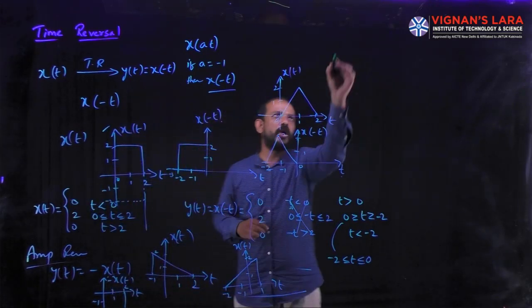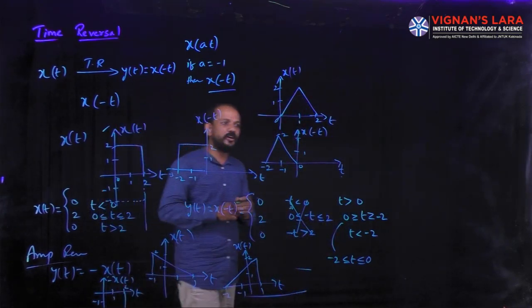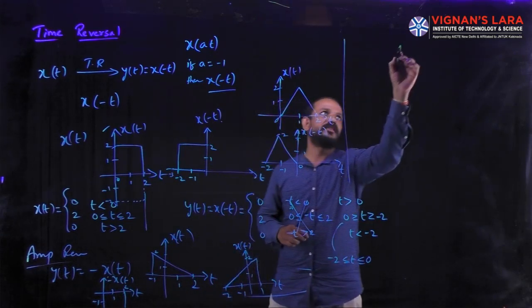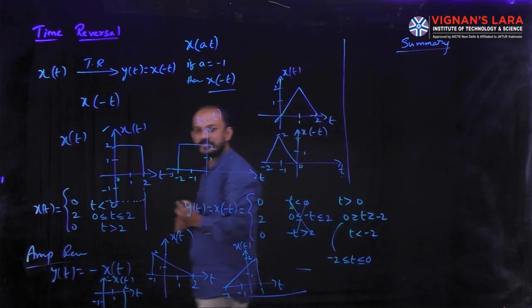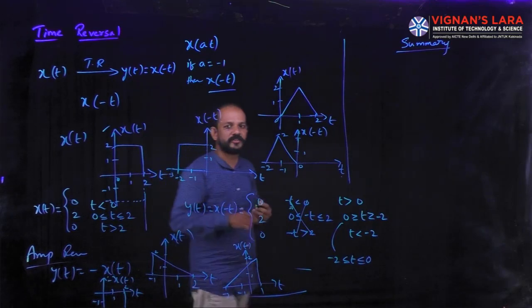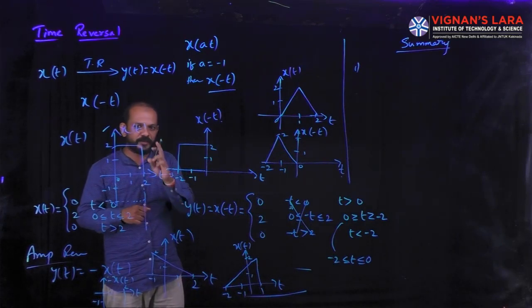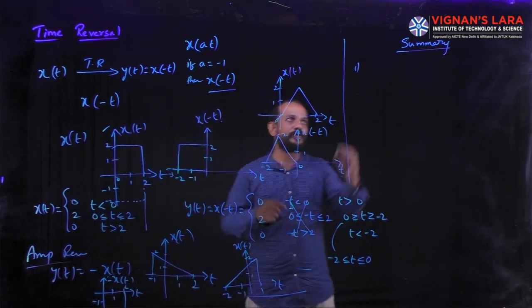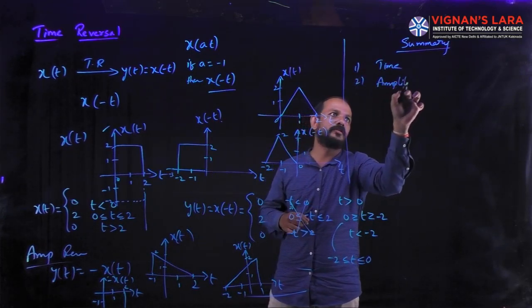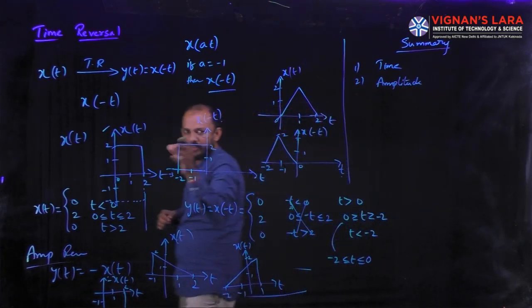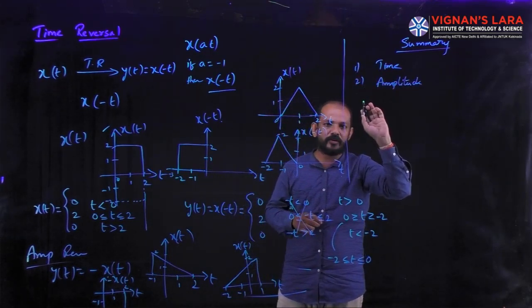With this, I finished all the operations on signals. So I will give a brief summary on the topic operations on signals. First, a signal can in general be varied with respect to two parameters, that is time and amplitude. So the operations on signals will also be based on either time or amplitude.